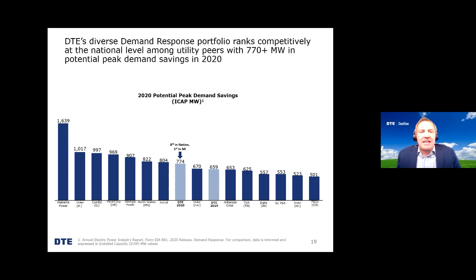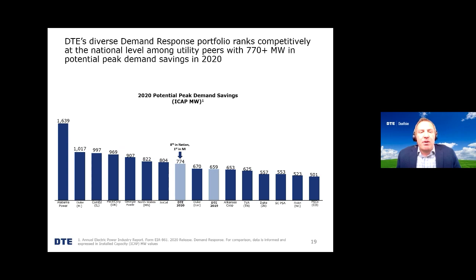The portfolio grew in size from 2019, when DTE had 659 megawatts of potential peak demand savings. In 2019, DTE was ranked 10th in the country, so our ranking moved up 2 spots in 2020. It's important to note, when I say 774 megawatts, this amount of demand response isn't available every day. The amount of demand response available every day, even every hour, varies depending on operational changes, weather, and other variables. 774 megawatts is simply the peak optimal hour of demand response. The 2021 rankings will not be released until the fall of this year, but we expect to remain near the top of our utility peers.